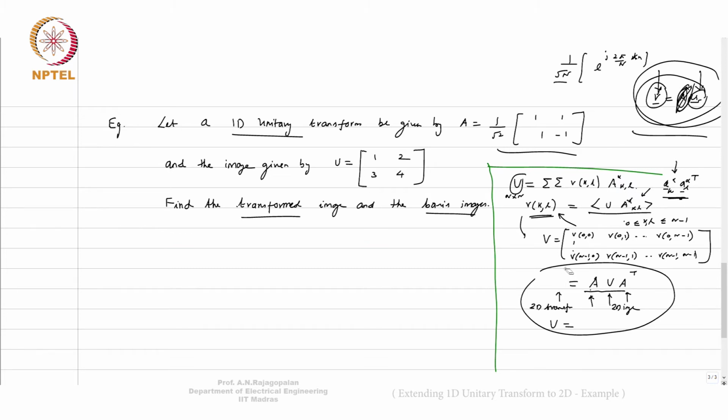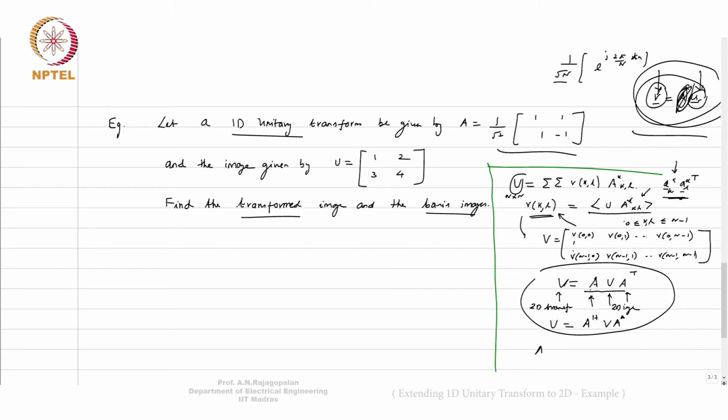So what is U then? So this is V, right? So U is A Hermitian, V, and then A. What? Can't be A, no? Has to be something. A star?